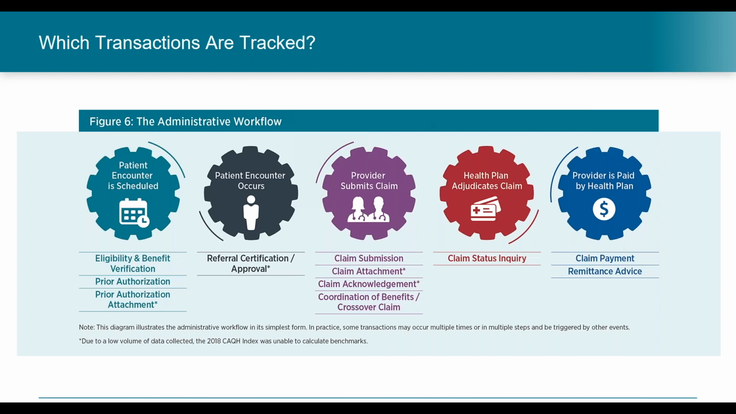So the index tracks the exchange of information along the administrative workflow between healthcare providers and health plans. And it starts from when a patient visit is scheduled all the way through when a provider is paid for those services from the health plan. So it includes transactions such as eligibility and benefit verification, prior authorization, claim submissions, claim status inquiry, and the payment to providers, as well as the detailed information called remittance advice that goes along with those payments.